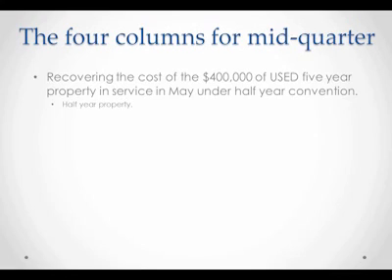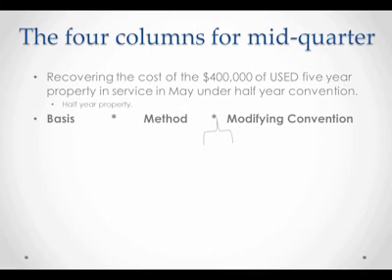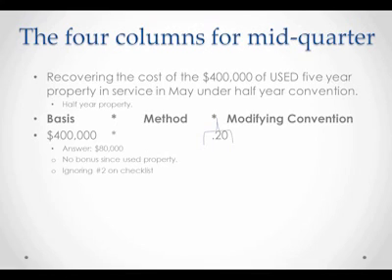So just a quick review of using the tables when we have half-year property, and we know it is half-year property from the prior slide. Basis method, modifying convention. When we're using row 1 of any table, our method and our modifying convention are together. So our 5-year property, the basis was $400,000. It was used property, so we did not take any bonus depreciation. And we're starting at number 2 of the checklist. And so we used the whole $400,000 times 20%. So our answer for the first year is $80,000. Remember, no bonus, and we're ignoring number 2 on the checklist.